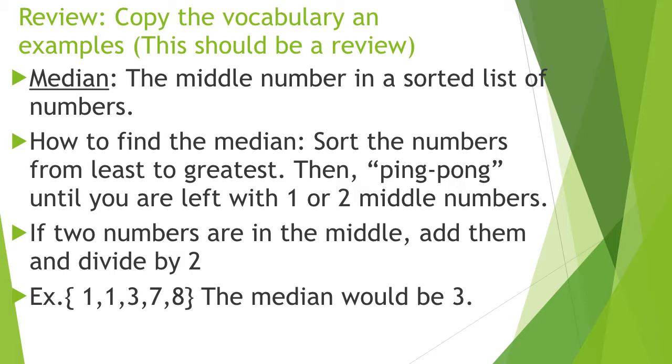Now this should be reviewed, but copy the vocabulary and examples. Median. The median is the middle number in a sorted list of numbers. How to find the median? You sort the numbers from least to greatest, then ping pong, going back and forth, crossing out until you're left with 1 or 2 middle numbers. If 2 numbers are in the middle, add them and then divide by 2. In this example, the median would be 3.